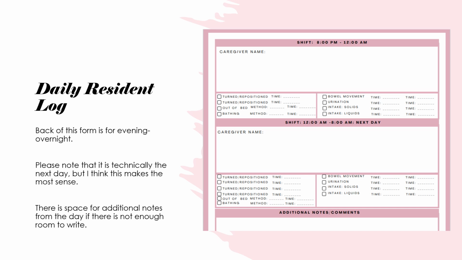The back side of the sheet is for the overnight, even though that's technically into the next day. I think that's how it works best. So the back side of the sheet will be through that next overnight, and each sheet starts at 8 a.m. on that day. There's also additional notes and space for comments. If you run out of space or have more to write, please feel free to continue on the back.